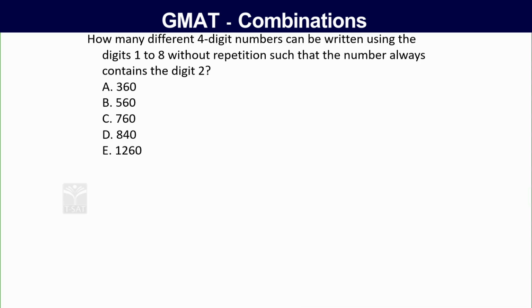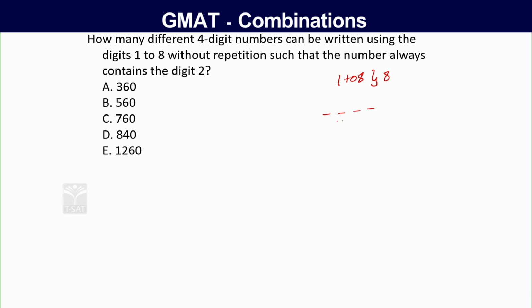How many different 4-digit numbers can be written using the digits 1 to 8 without repetition such that a number always contains the digit 2? So they are using what? Digits that are 1 to 8. So that means there are a total of 8 digits, and you need to form 4-digit numbers without repetition. So you have to find 4-digit numbers. Then they are also saying that it will always contain the digit 2.